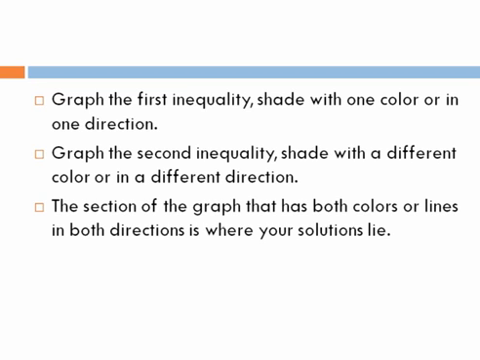First, we'll graph the first inequality and shade in one color or in that one direction, and then we'll graph the second inequality and shade in with a different color or in that different direction. And then the section of the graph that has both colors or lines in both directions is where the solutions will lie.